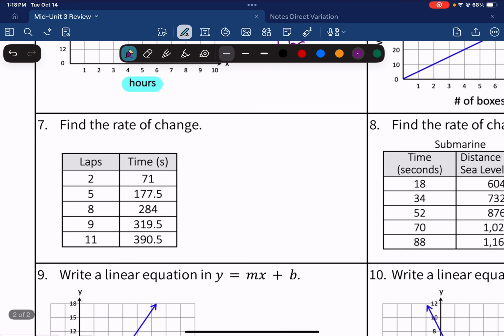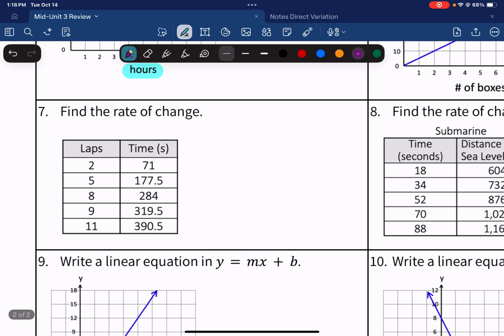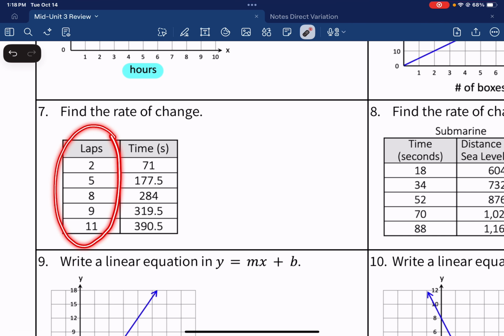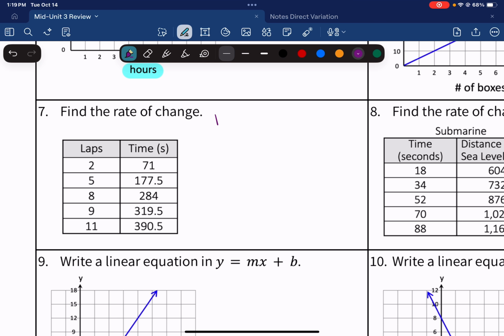Okay, here we have a rate of change where we have laps and our time in seconds. We don't really know anything else about this word problem, but we do know laps and we know seconds, okay? So this is similar to a graph, except that I can't just count on a grid or a number line, so I'm gonna go ahead and use the slope formula. And the slope formula is always on your star chart if you need it. It's y2 minus y1 over x2 minus x1.